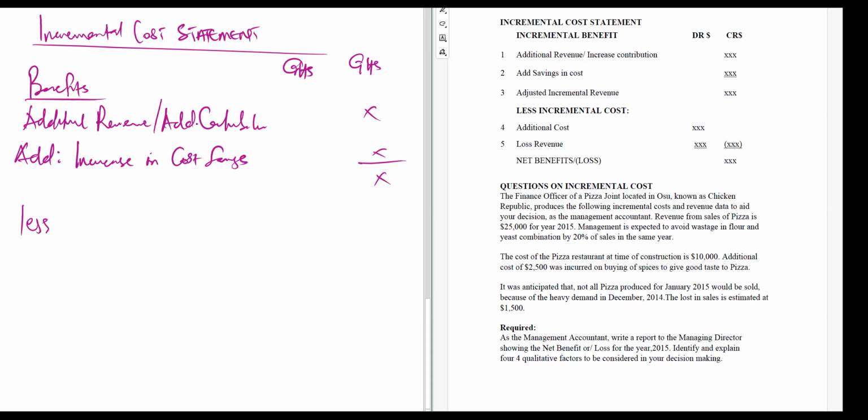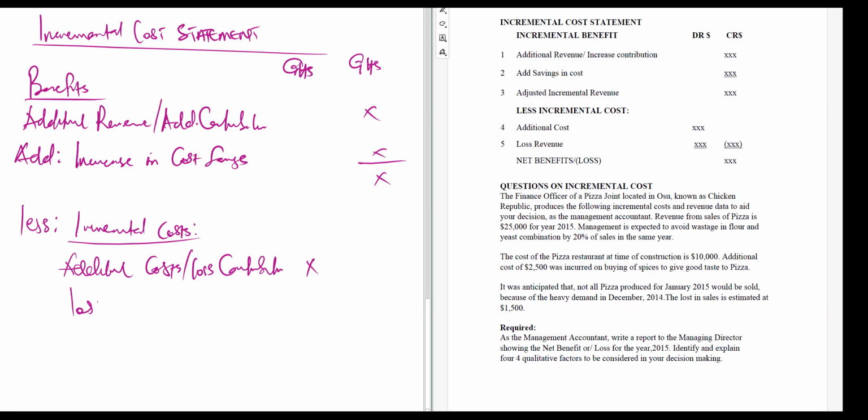Then you are going to less what? Incremental costs. If there are any additional costs or loss in contribution. So maybe it was a loss of contribution, right? Your contribution reduced, you lost that contribution, or a loss in revenue. Remember, if you do not earn revenue, then you lose it, right? Maybe because of not taking a particular decision.